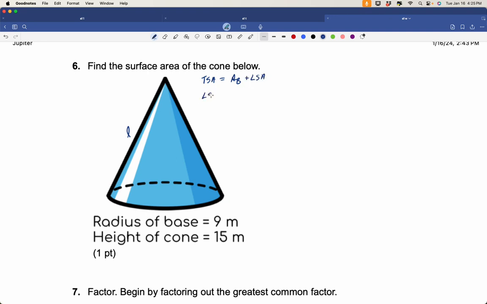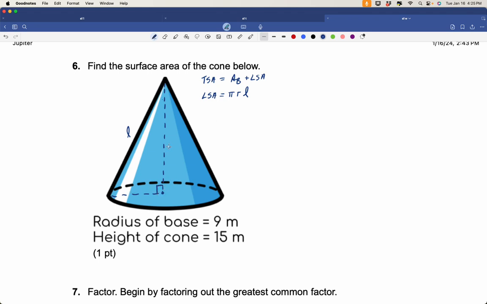The lateral surface area is going to be pi times the radius times the slant height. Now we don't know what the slant height is. It didn't give it to us, but it did give us the height of the cone. So if we draw a line from the center top of the cone to the center bottom of the cone, and then draw that radius in, we get a right triangle.